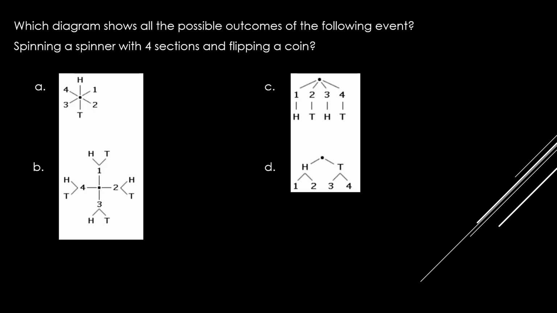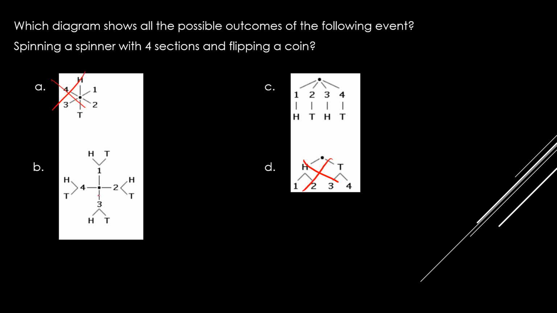All right. Next one, we want to know which tree diagram shows all the possible outcomes of the following event. We are going to be spinning a spinner with 4 sections and then flipping a coin. Okay, so the first thing that we're doing is spinning a spinner with 4 sections. So that means the first option that we have from our starting point is going to be either getting 1, 2, 3, or 4. So these two, this H and A, are out.